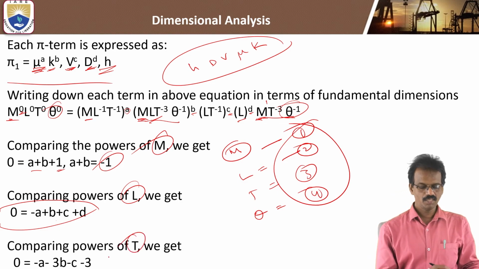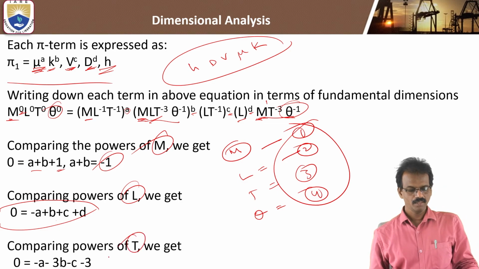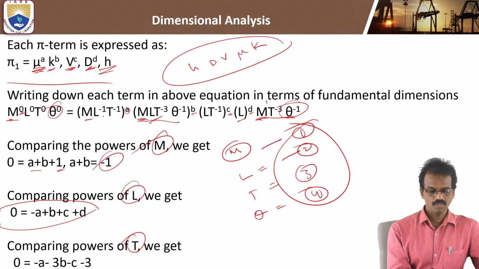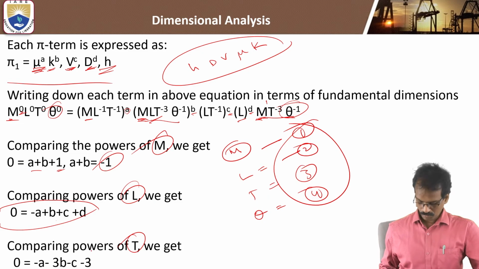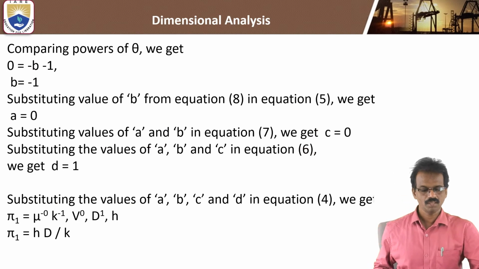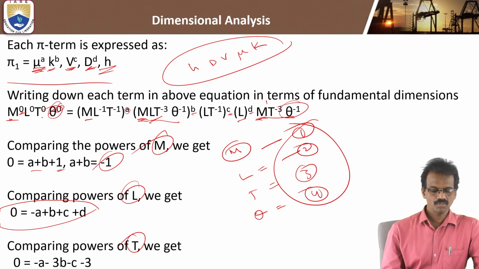With respect to T, time. Here the power is equal to 0; for time, here minus a, here minus 3b, here minus c, here minus 3. So this is one more relationship. Now we will compare the powers of theta. With respect to theta the power is equal to 0. There is no theta here; theta is there, so minus b, and here theta is there, so minus 1. Minus 1 minus b is equal to 0, and b is equal to minus 1.